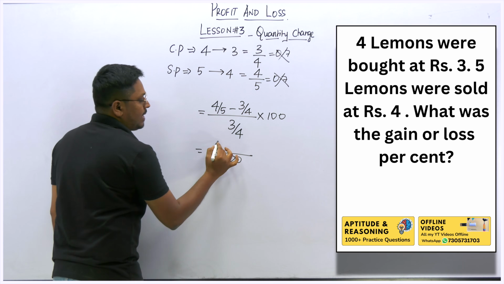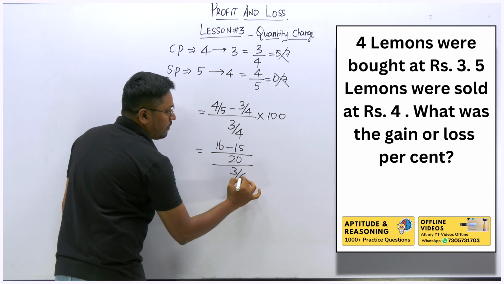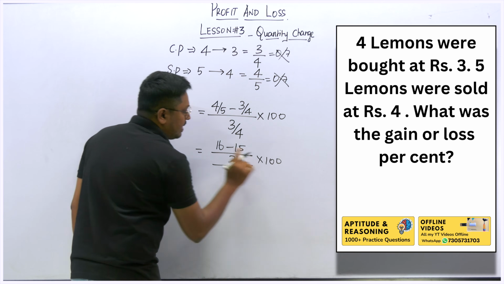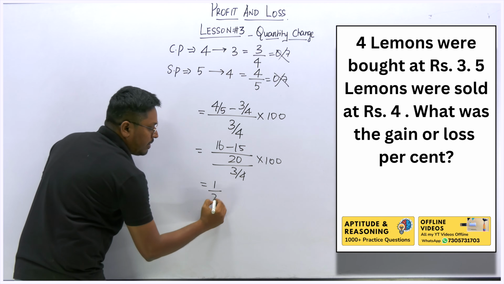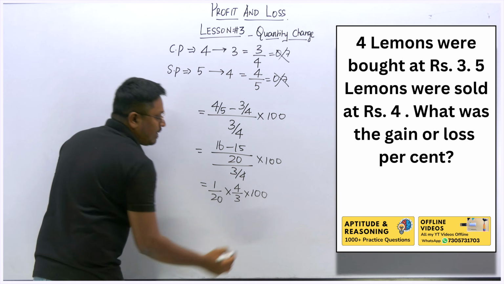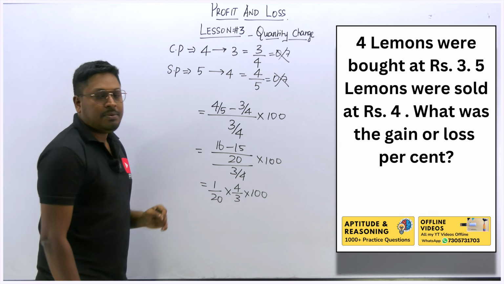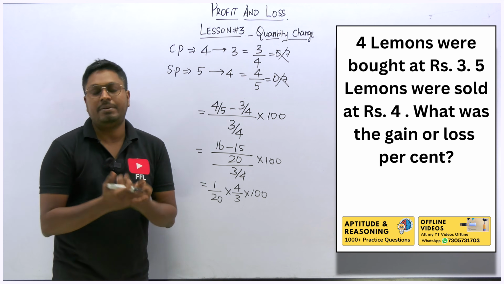So 5 fours are 20, which is 16. 5 fours are 20, which is 15. Divided by 3 by 4 into 100. So just see here, 16 minus 15 will be 1 by 20 into 4 by 3 into 100. So now I am not getting any negative value. If I am not getting any negative value, then the resultant answer will be profit percentage.